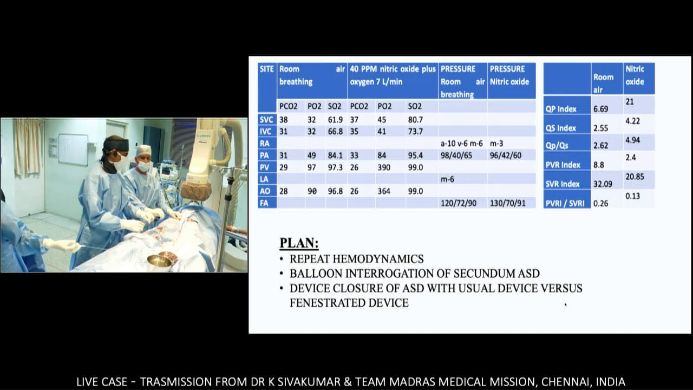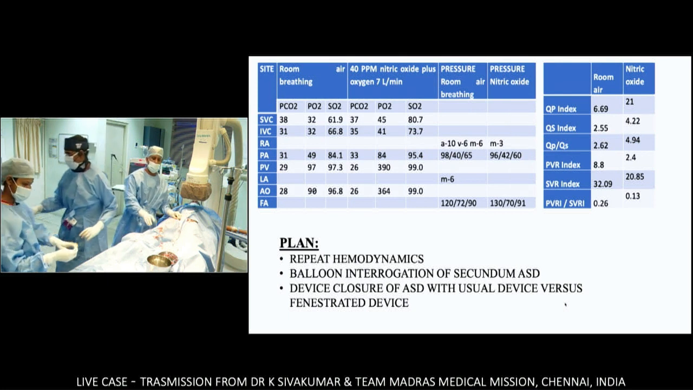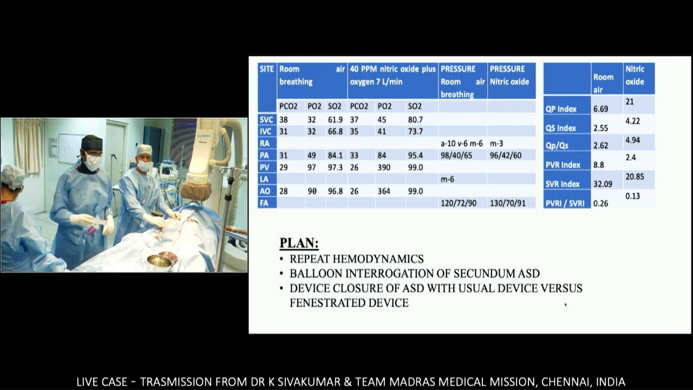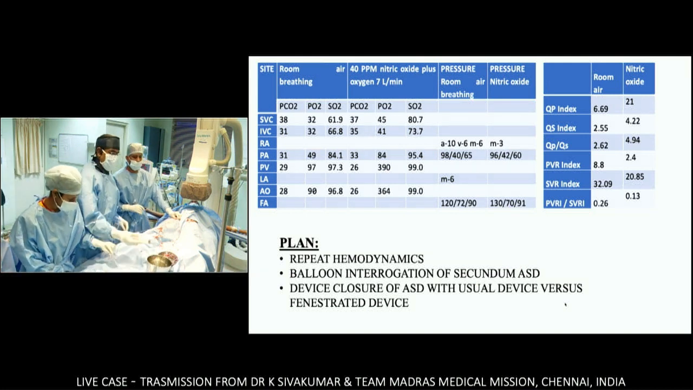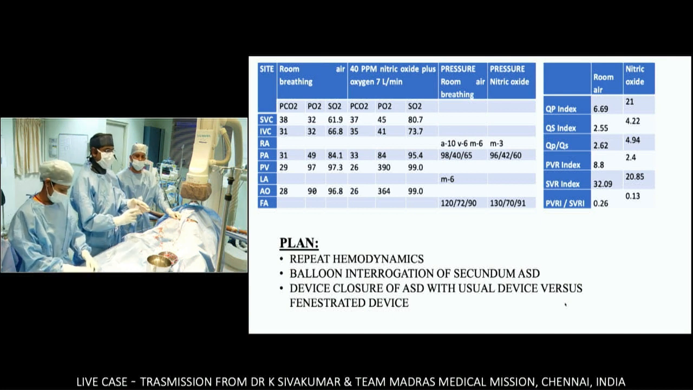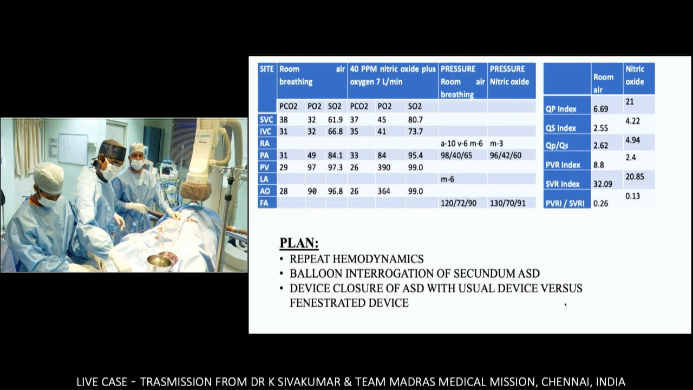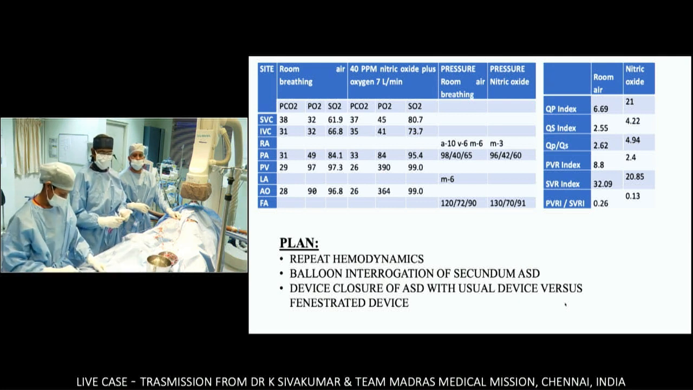So the reason why I avoided a transesophageal echo and an intubation was to keep her fully conscious and to get the most uncorrupted hemodynamics, because any amount of sedation that I give for facilitating a transesophageal echocardiogram is going to result in alteration of the hemodynamics. So I just wanted to avoid it totally.